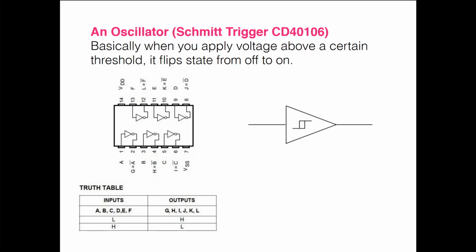So tonight we're going to look at oscillators, or Schmitt triggers, as they're called. Basically, when you apply voltage above a certain threshold in an oscillator, it flips the state from off to on. So you can imagine that as you charge a capacitor, this is going to impact this, right? If we put a capacitor here on pin 1, it'll charge up, and once it gets to its maximum charge, it'll flip that oscillator on, and the capacitor will drain out, and the oscillator will go off, and you'll get this on and off and on and off.